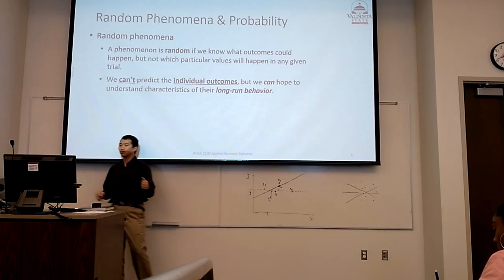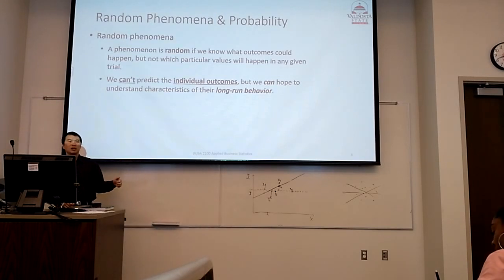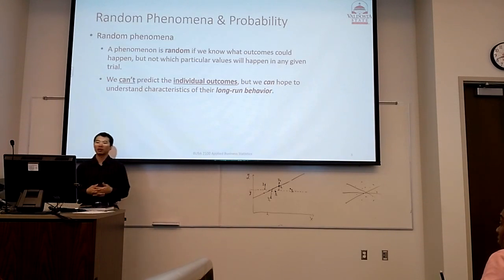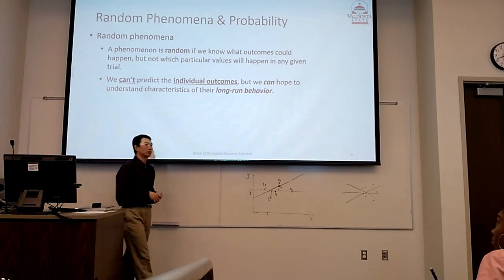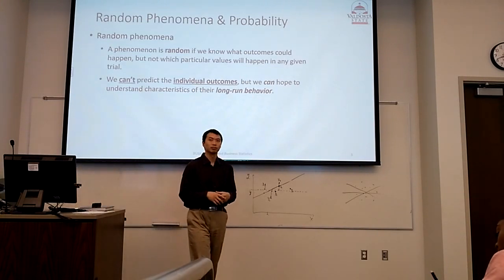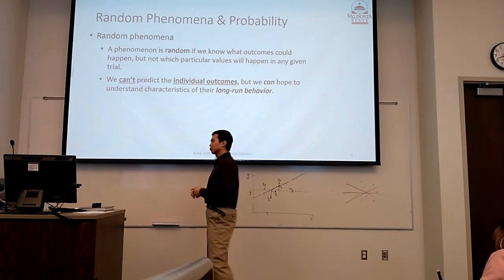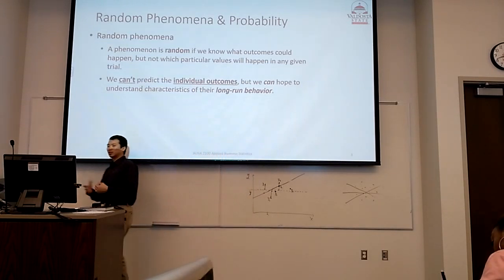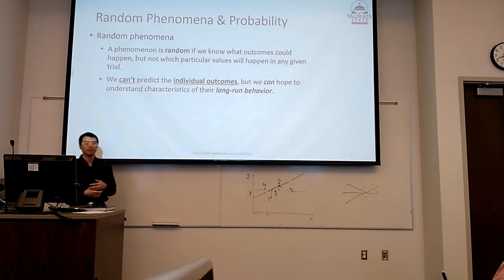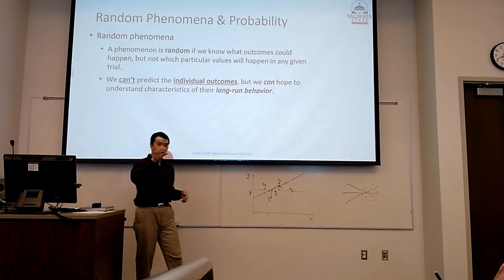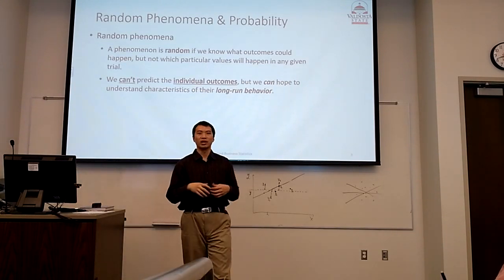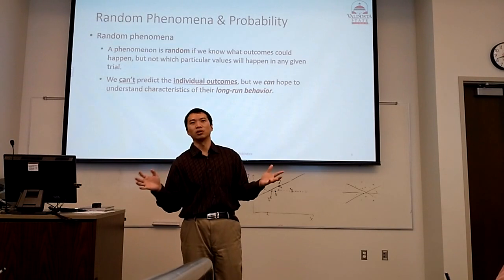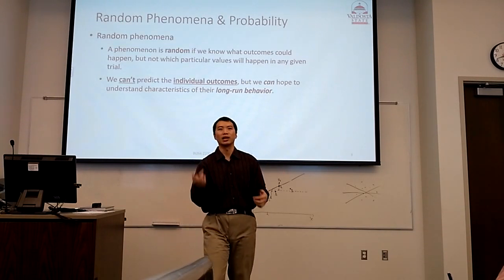What is a random phenomenon? A phenomenon is called random if we know what outcomes could happen, but we are not sure which particular value will happen in any given trial. So some events are called random. We know what values we can expect, but we just don't know what value we will get particularly.